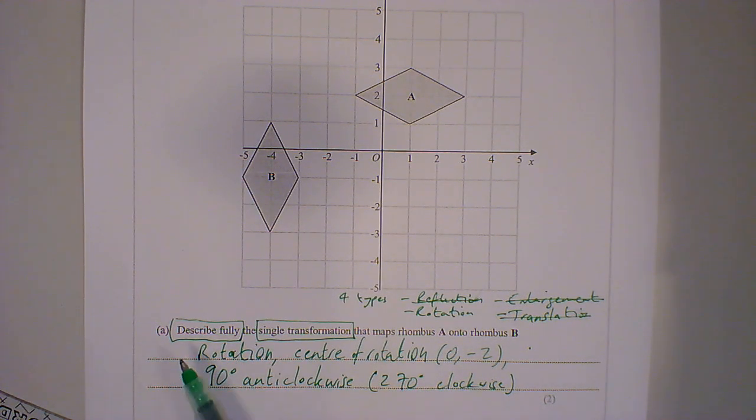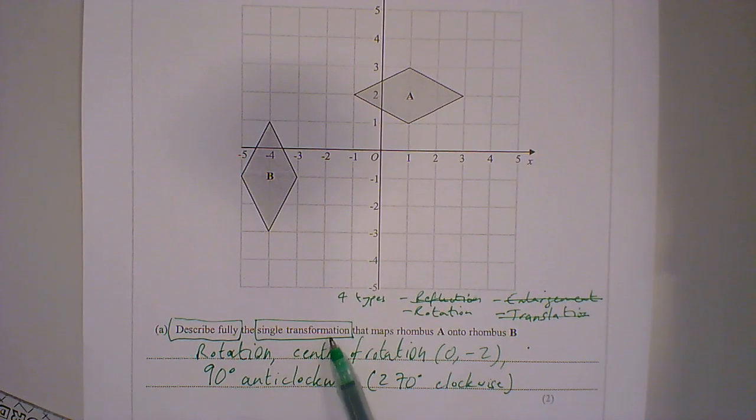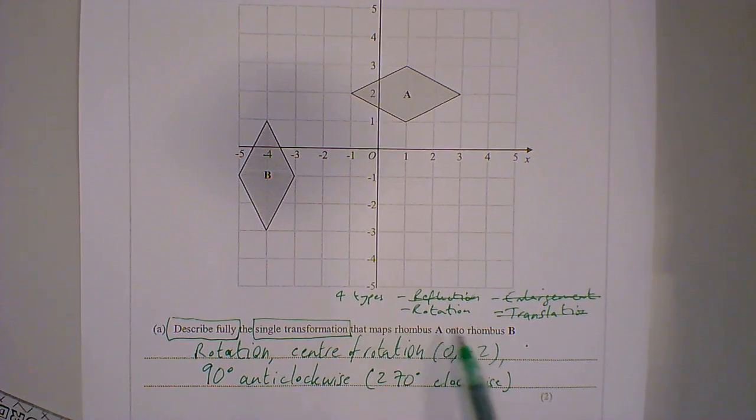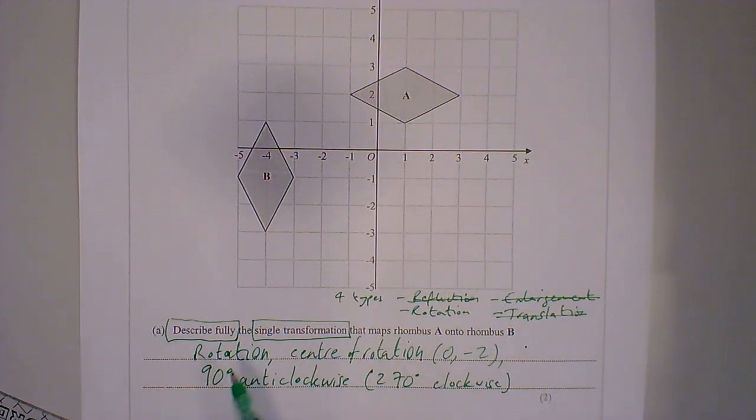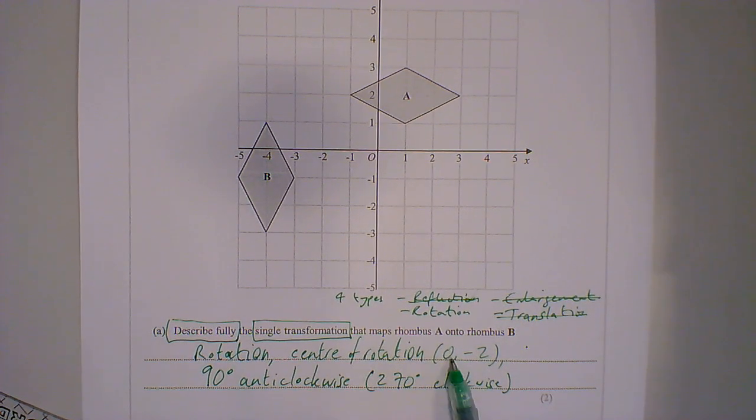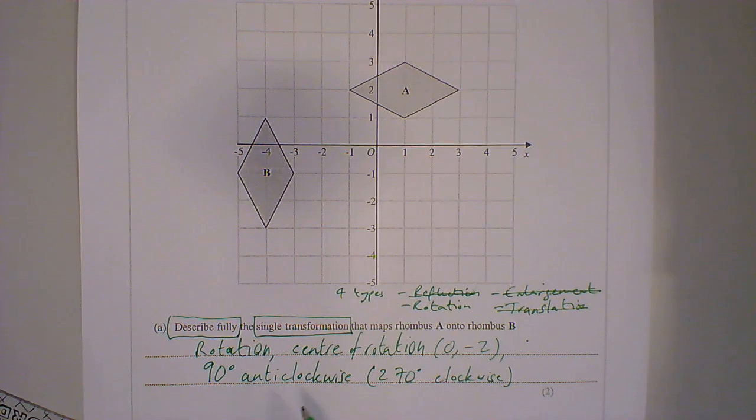So let me recap the question. Describe fully the single transformation that maps rhombus A onto B. So I'm going from A to B. Rotation, center of rotation 0, -2, 90 degrees anti-clockwise.